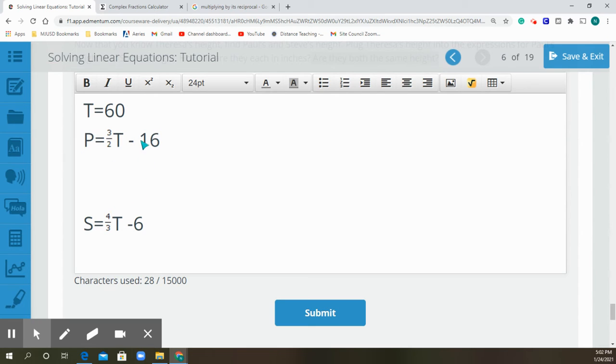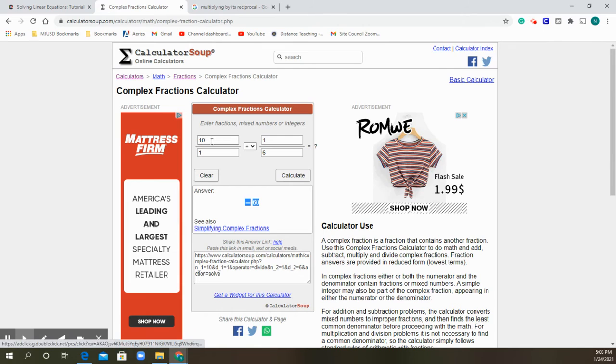Okay, so now we can solve this. And the way we do that is by taking the 60 that we now know, because we solved for it, and put it into here. 60 and 60. Now we solve this. All right, so what is 3 over 2 times 60? So that's what we're going to do.